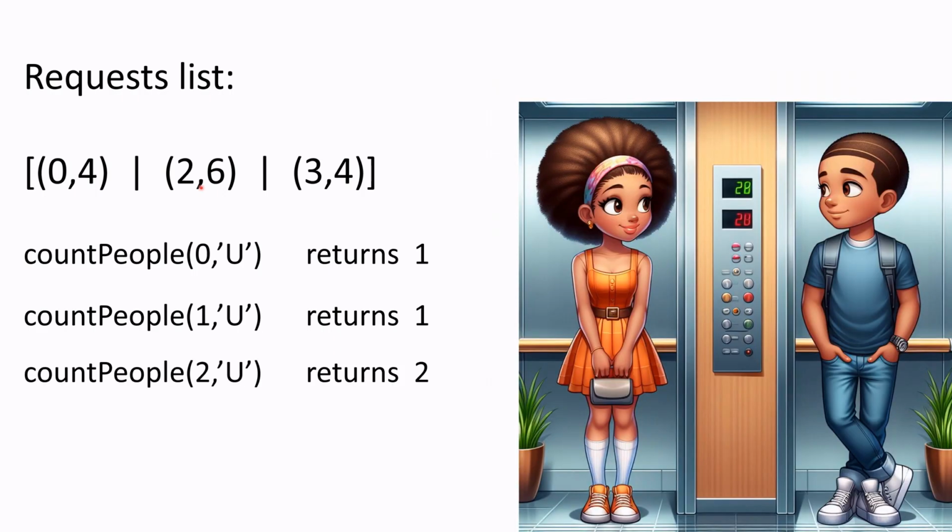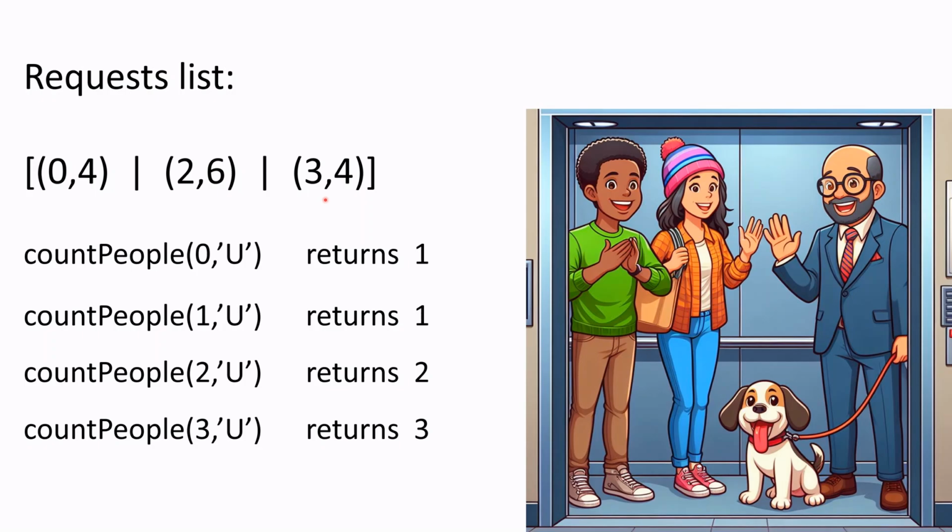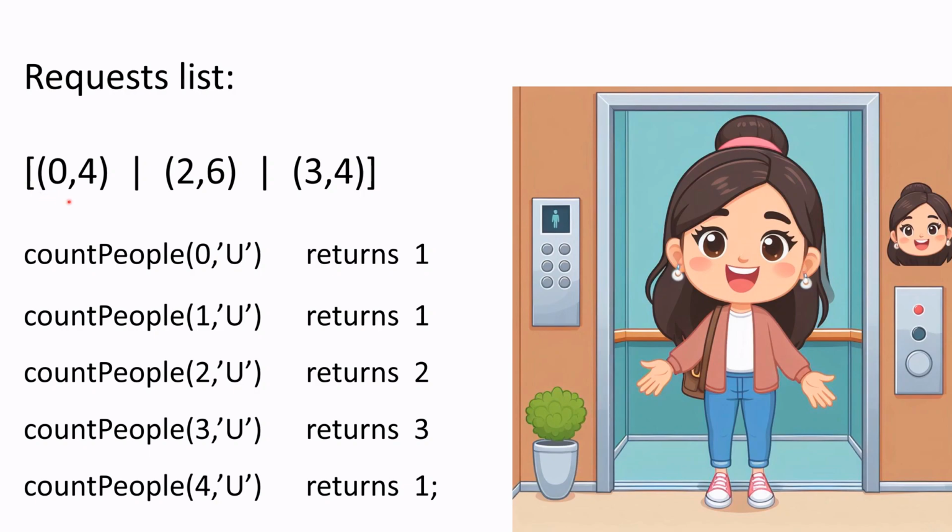Another user is going to enter on floor 2, so when we do count people 2 and direction is going up, then it should return 2. On floor 3, another person will enter the lift, so count people on floor 3, lift going up, will also return 3. On floor 4, user 0 and user 2, who made the first and the third request respectively, will go out, and so only the second user remains. So count people on lift floor number 4, and lift going up will return 1.